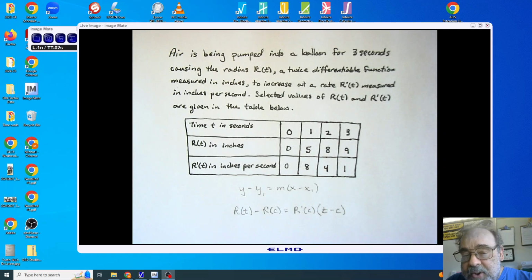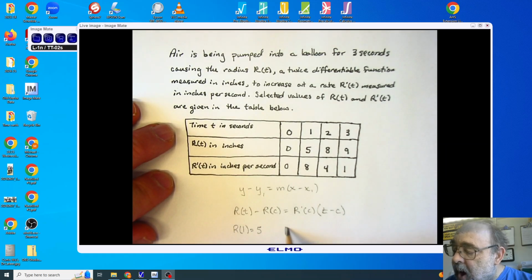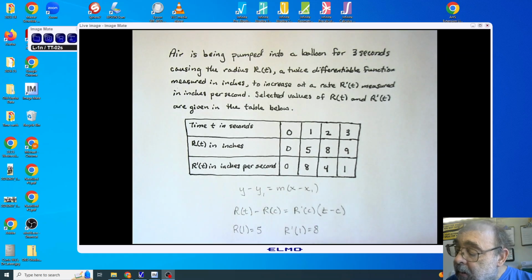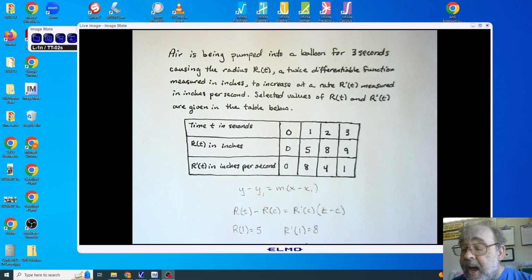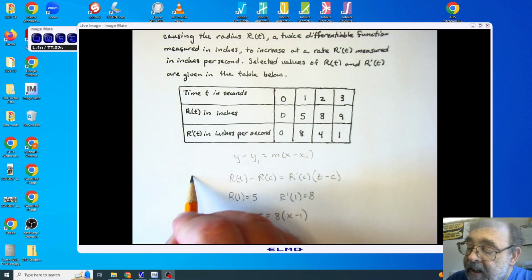So in this problem, let's assume for the moment I want to find the equation of the tangent line at, let's say, 1. Well, according to this information, r of 1 is equal to 5. R prime of 1 is equal to 8, which means that r of t minus 5 equals 8 times t minus 1. And you'll notice it's not that bad. There's our equation. This was at t equaling 1.